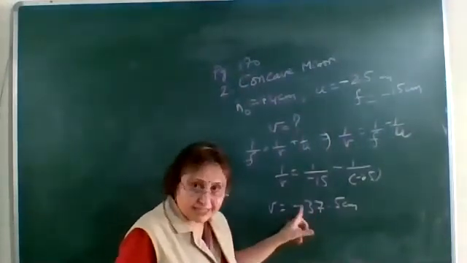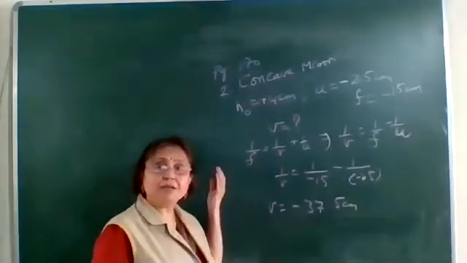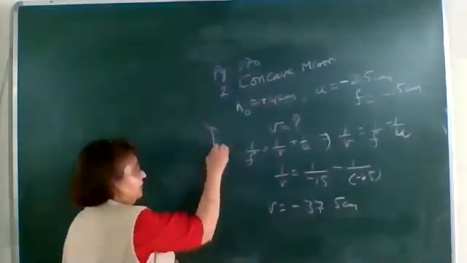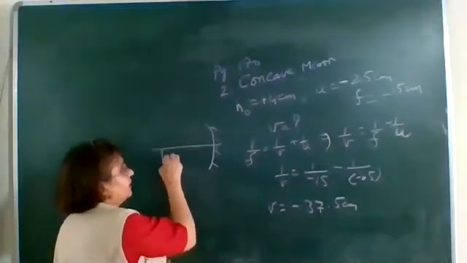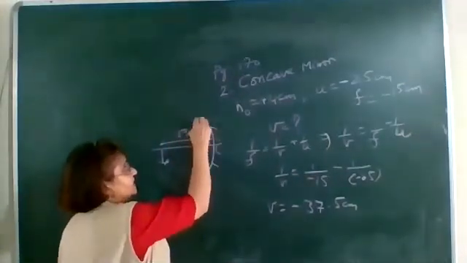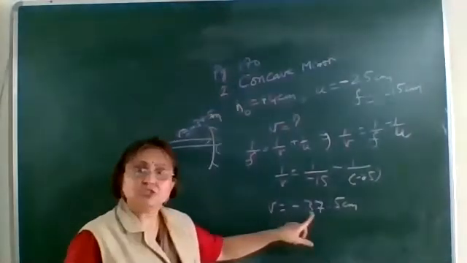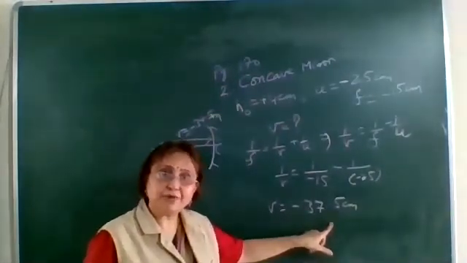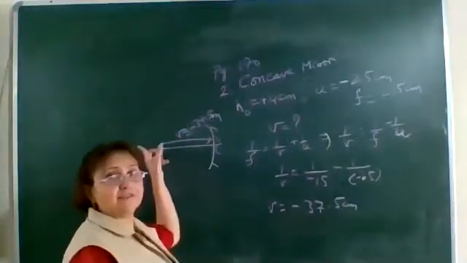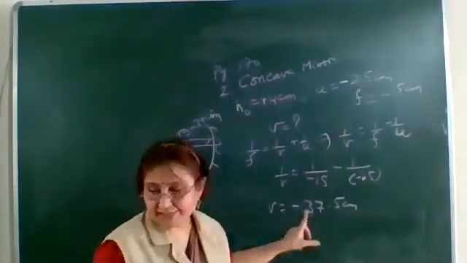What is this negative sign indicating? That the image is formed in front of the mirror. Where is the image formed? Image is formed in front of the mirror. So this is the distance which is coming to be minus 37.5 centimeter. So the image is formed at 37.5 centimeter, but where? In front of the mirror. So this is the significance of the negative sign.